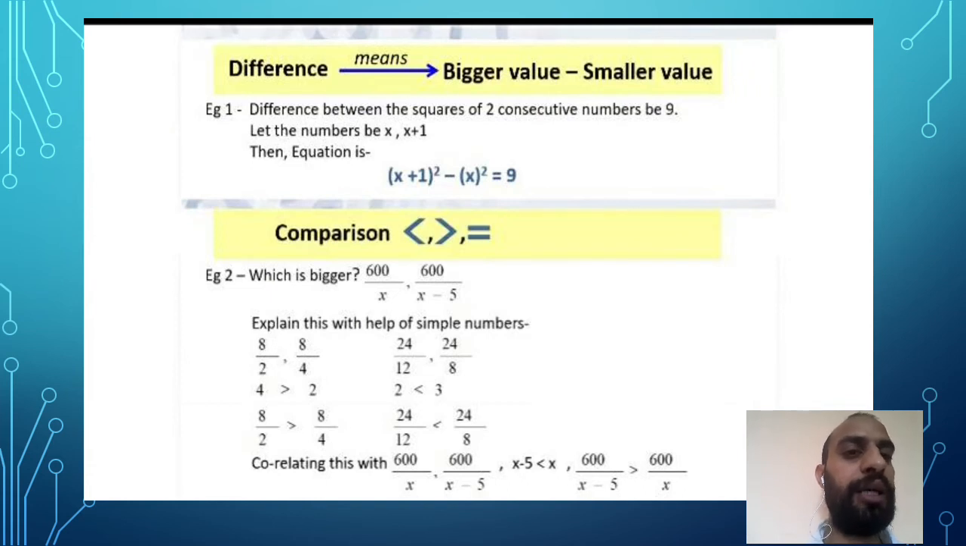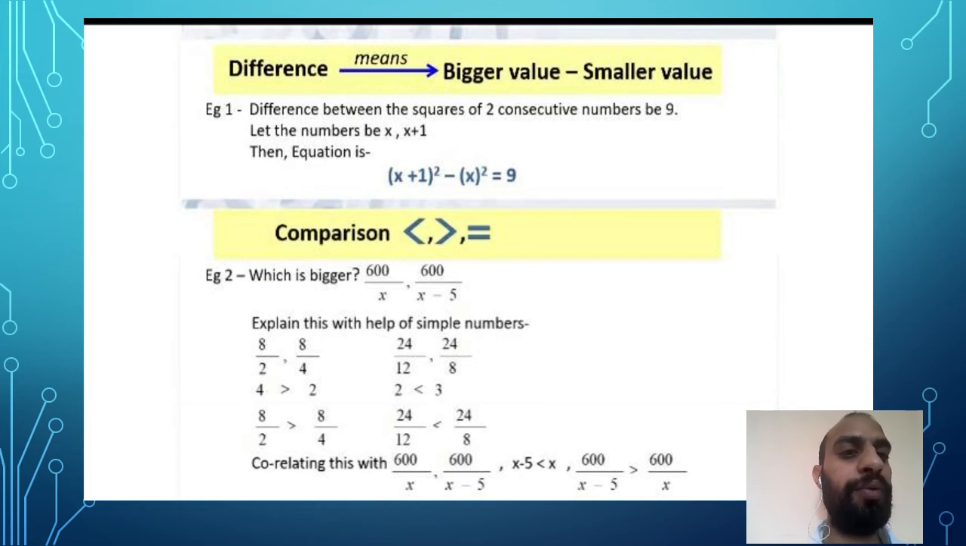In these statement type questions, "difference" always means bigger value minus smaller value. So it is very difficult for them to understand. Consider, for example, the difference between the squares of two consecutive numbers is 9.